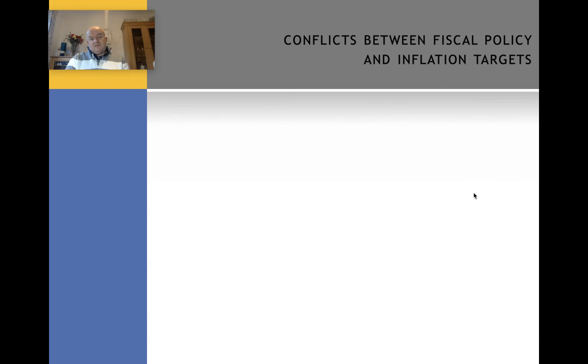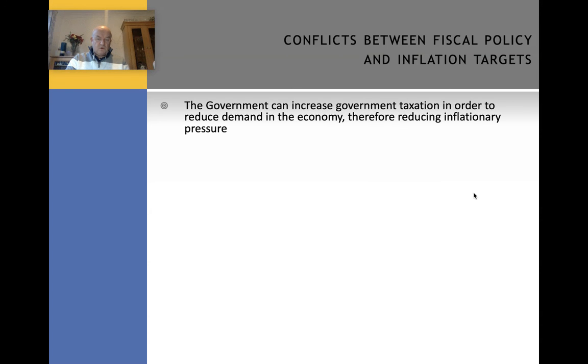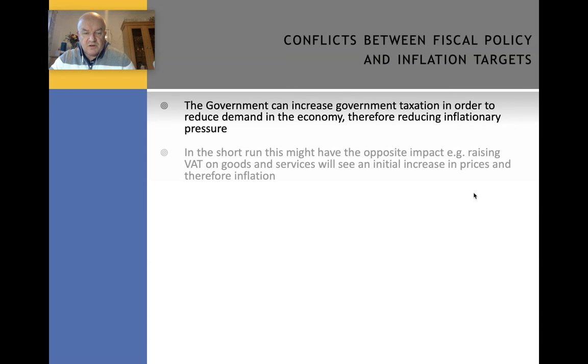So the last thing to look at is the conflict between fiscal policy and inflation targets. One of the things we need to bear in mind is that government could increase taxation in order to reduce demand in the economy and so reduce inflationary pressure. In the short run, this might have the opposite impact, i.e. raising VAT on goods and services will see an initial increase in prices and therefore inflation. So if we're talking about an indirect tax, that may cause a bit of an issue in terms of our inflation targets.